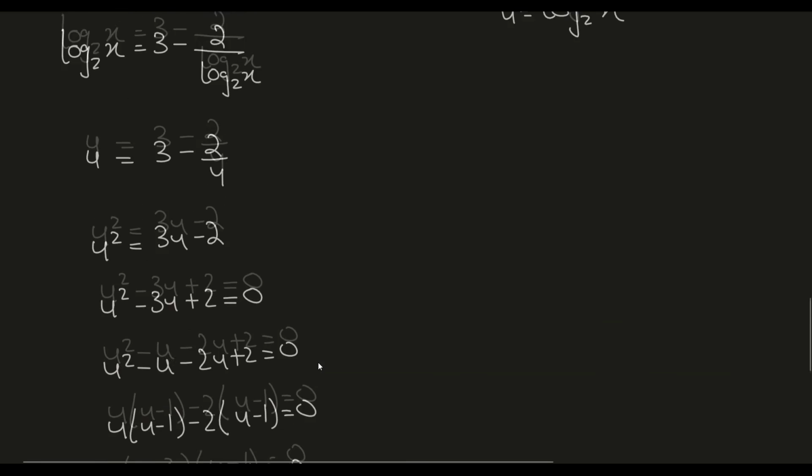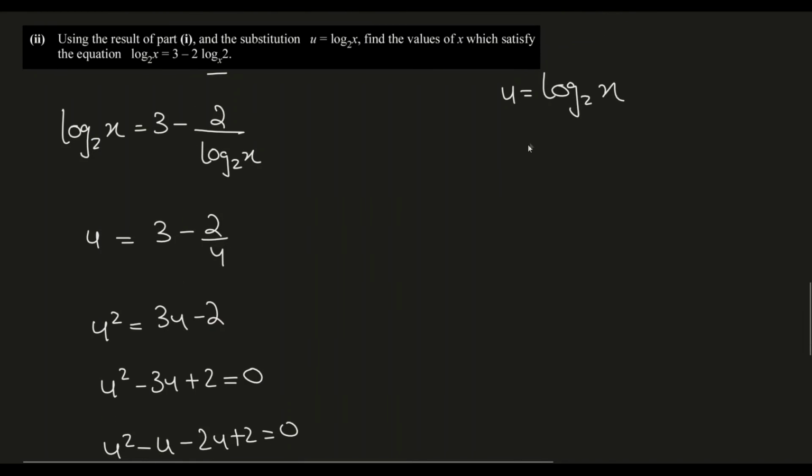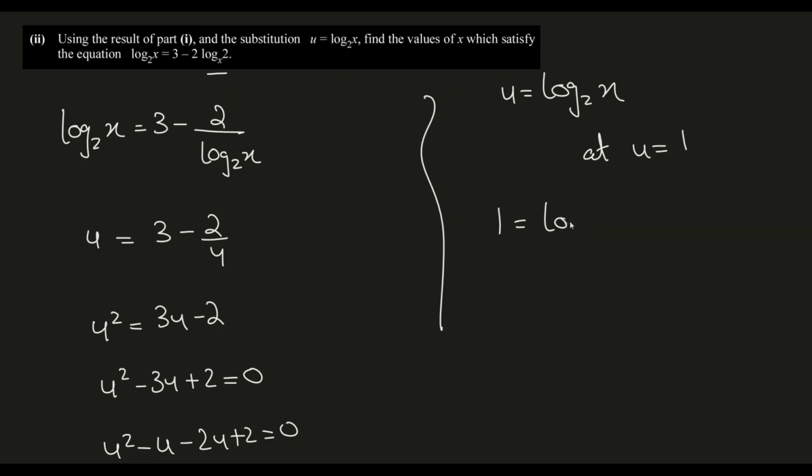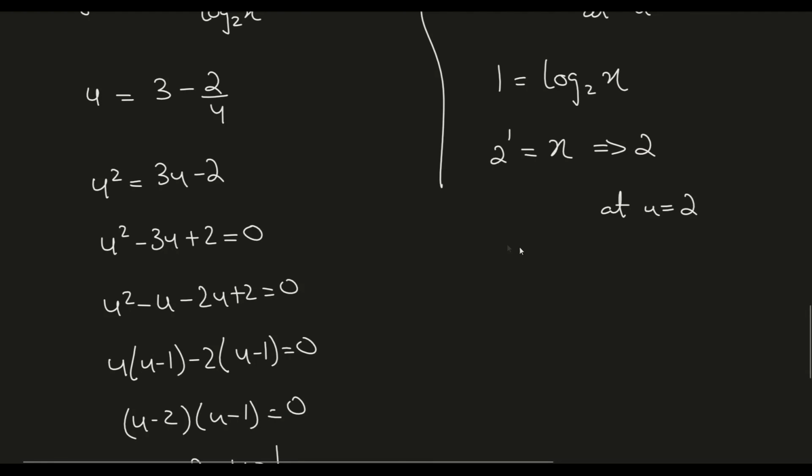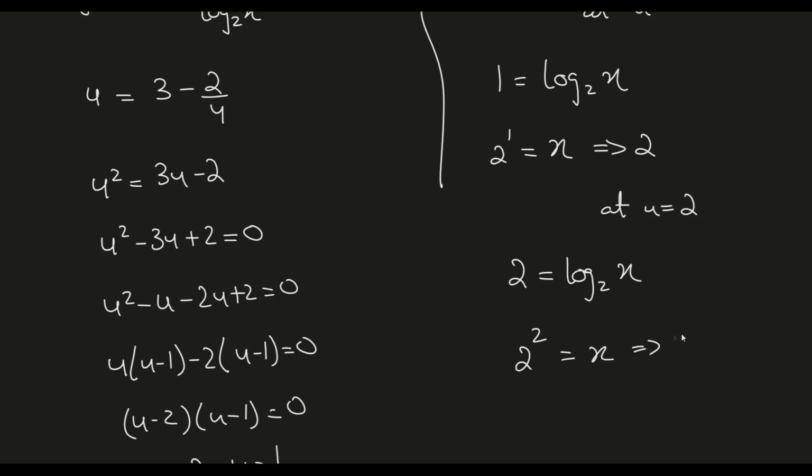Now using these values, I can find the value of x. At u equals 1, I have 1 equals log_2 x, and I can rewrite it as 2 to the power 1 equals x, so this equals 2. And at u equals 2, I will have 2 equals log_2 x. I can write it as 2 to the power 2 equals x, and this equals 4.